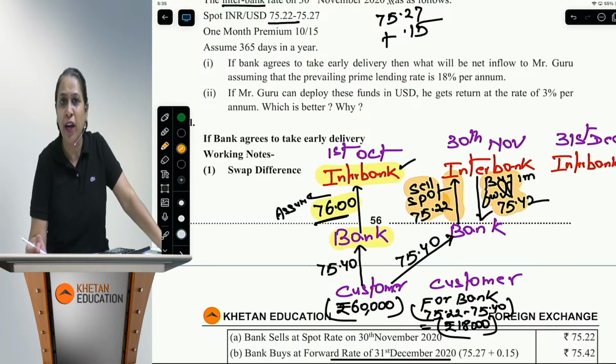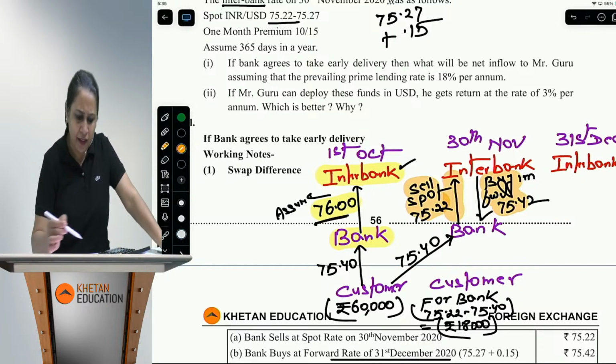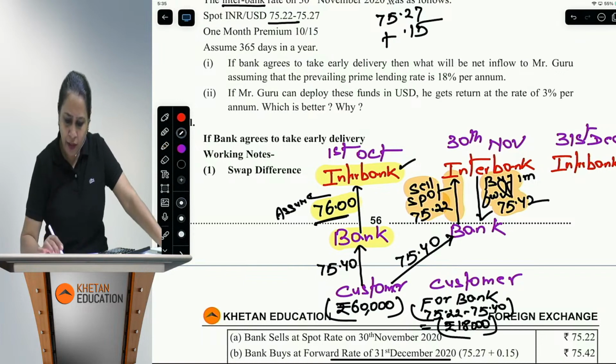We do calculate this, but why? Do you now understand the logic? Why did we do this? Because the customer came early. He delivered $1 lakh, which he was supposed to deliver after 1 month. What would I do with that currency? I am exposed, so I go and sell it in the market. But what will I do with the original contract? I buy 1 month forward. Correct. Now this is done.